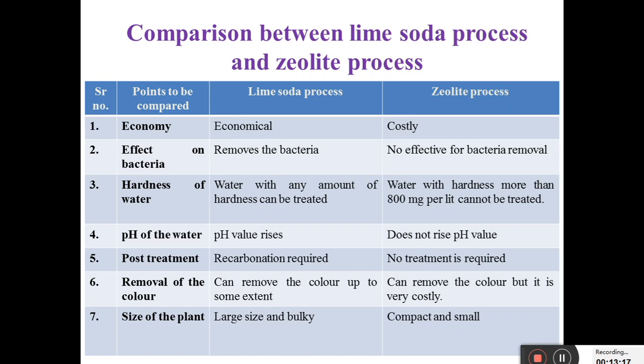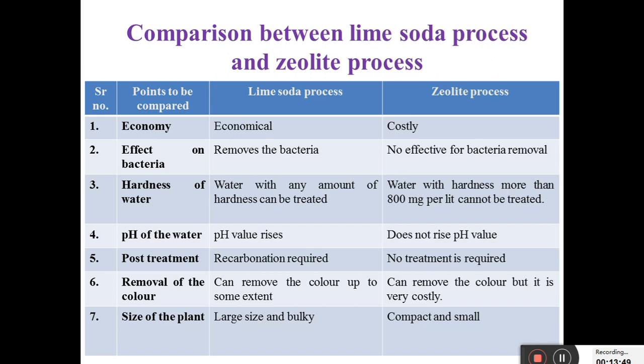Next one is the pH of water. See, in the lime soda process, pH values rise, but in case of the zeolite process, pH value does not rise. Then the post treatment. In the lime soda process, recarbonation is required, because we add excess lime, and to remove that excess lime, recarbonation is required. In the zeolite process no post treatment is required.